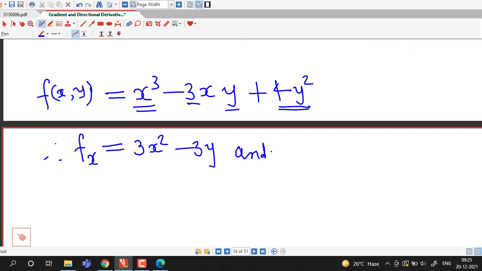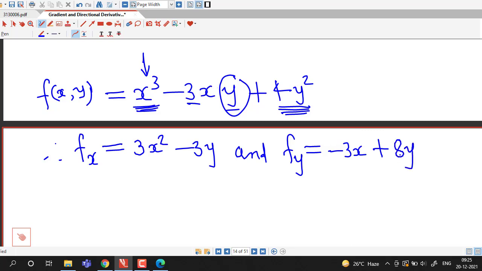And the partial derivative with respect to y. So we consider x as constant. So this term becomes constant. Its derivative is 0. Here minus 3x is constant. The derivative of y is 1. And the derivative of 4y square is 4 into 2y, that is 8y.